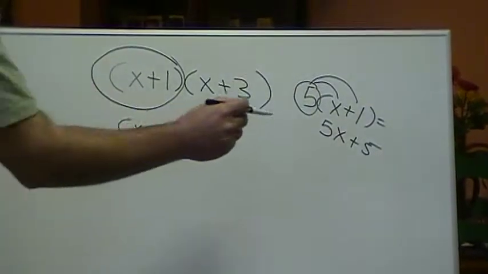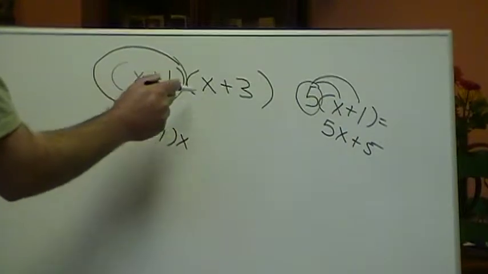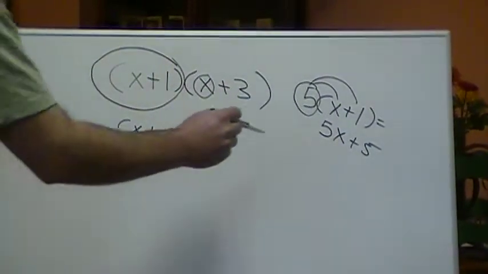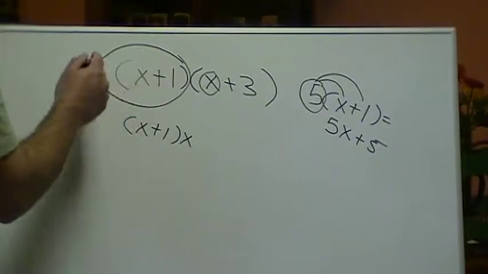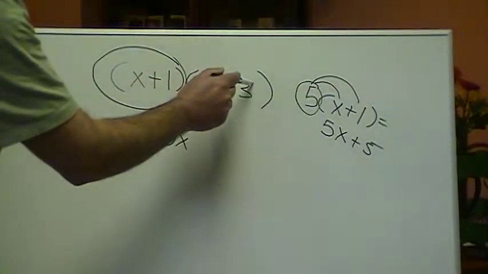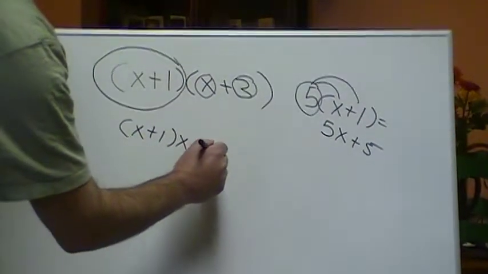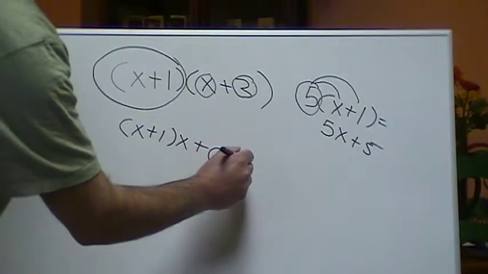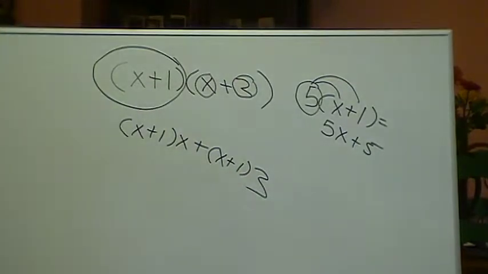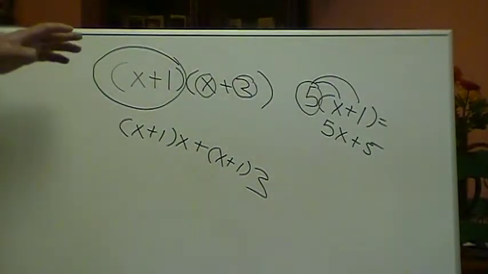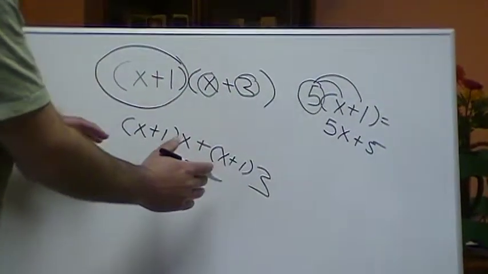Now, just as we took this 5 and multiplied it by that first term, we took this right here and multiplied it by this first term. Just as we take the 5 in this problem, multiply it by this term, we're going to take this and multiply it by the second term. So it's going to be plus x plus 1 times the 3.